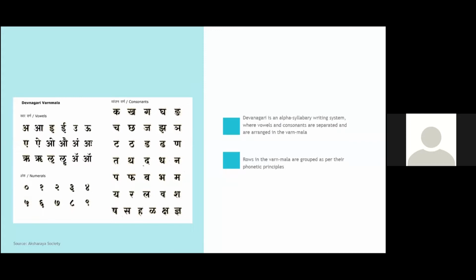The Devanagari we know is an alpha syllabary writing system wherein the vowels and the consonants are separated and are arranged in the order in which the rows are grouped in a phonetic order. So the order of alphabets in the Varnamala are such that the vowels are arranged first, followed by the consonants and then the conjunct consonants.